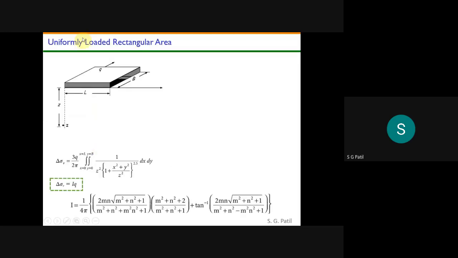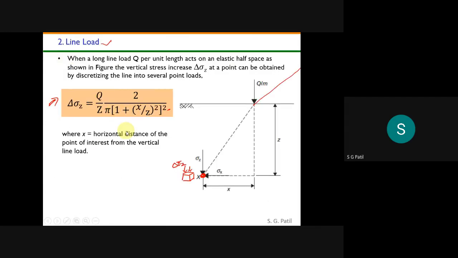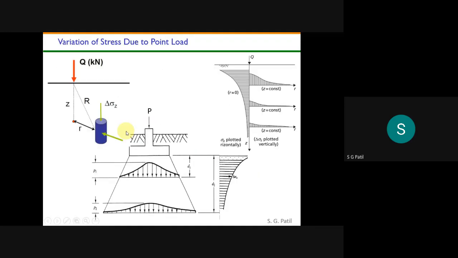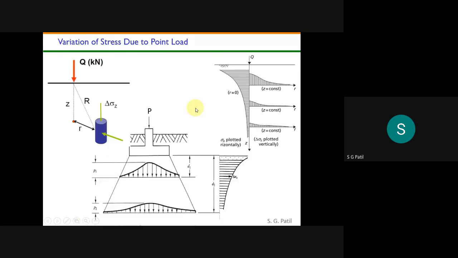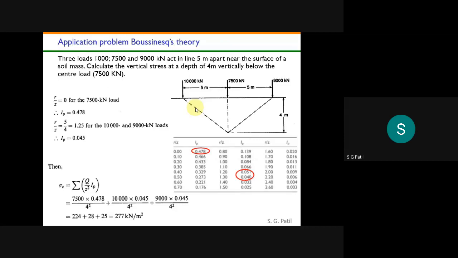Now, this is the extension of point load only. Once you could find out a stress increase due to this point load, the only thing is mathematics. Simply you integrate along the length, then it will become a line load. If you integrate along the total area, then it will become a rectangular load. If you integrate along the radius, then it will become a circular load. So the basic equation is this one, but once you integrate and put the respective limits, the formula will keep on changing according to different shapes of loading.